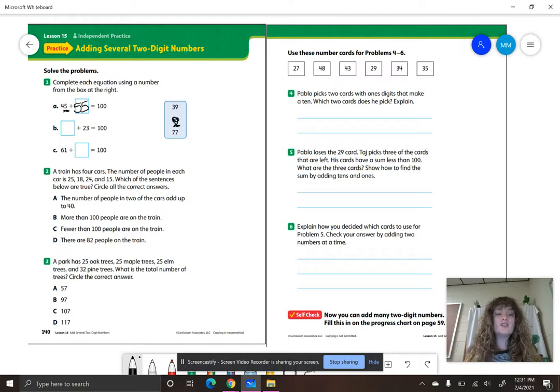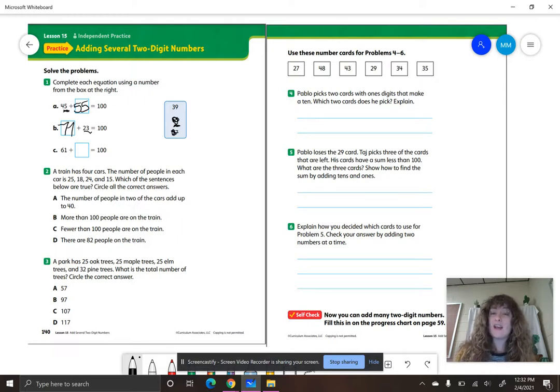Let's look at letter B. We are adding a part to 23 to make 100. What part would I put with 3 to make 10? Let's start at 3 and count to 10 to see what we would add in our ones place. 3, 4, 5, 6, 7, 8, 9, 10. So I would need a part, a number with 7 ones. Which number has 7 ones? 77.